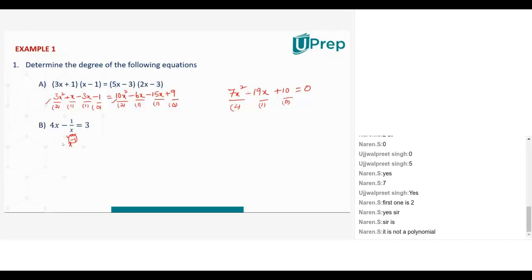The next problem you can try: 4x minus 1 by x equal to 3. Now as such, if I observe each term, this is having power 1. This is having power minus 1. 3 being a constant is 3x to the power of 0. So what are the different powers? First term is having power 1, the other one is minus 1, the third one is 0. So which is the highest?